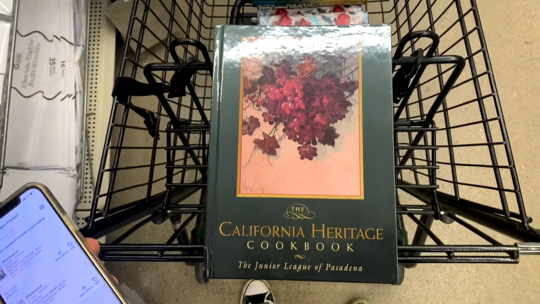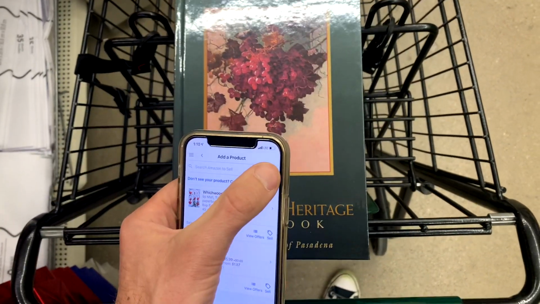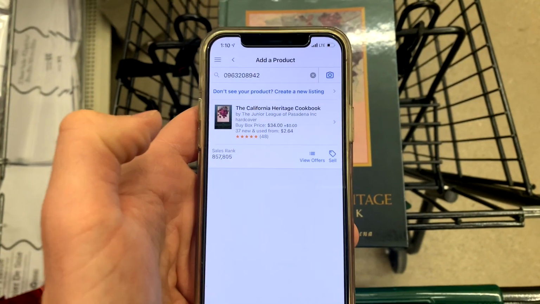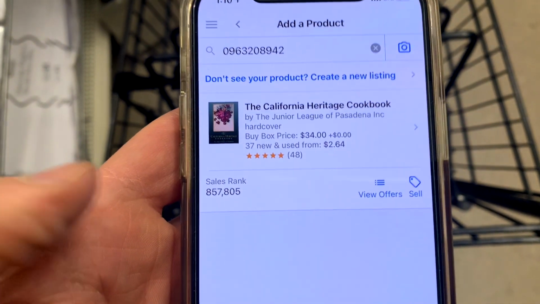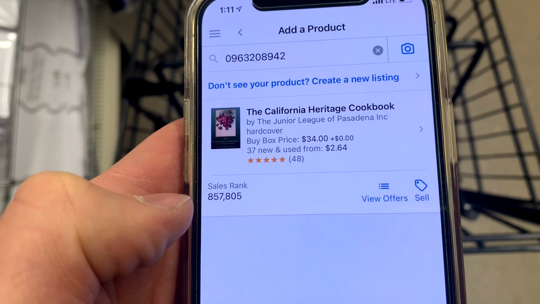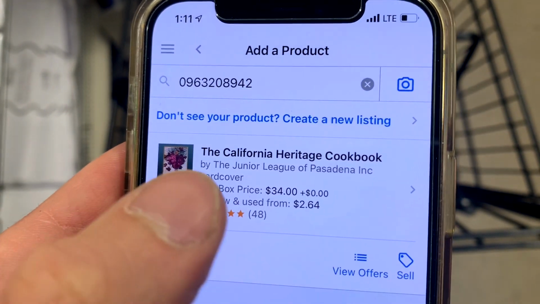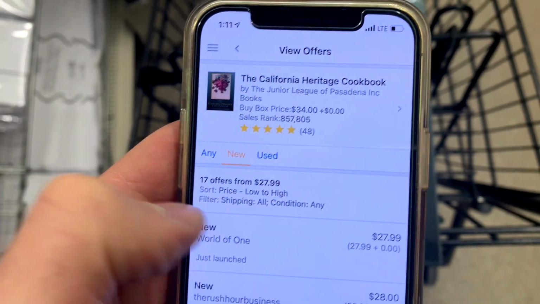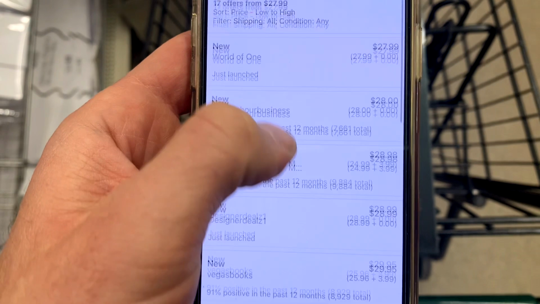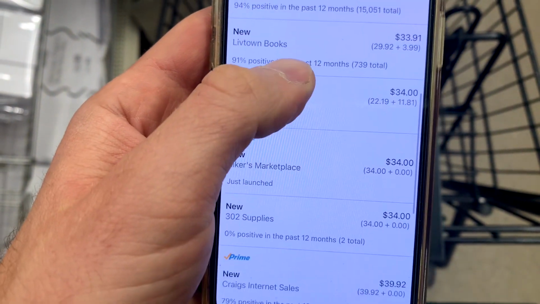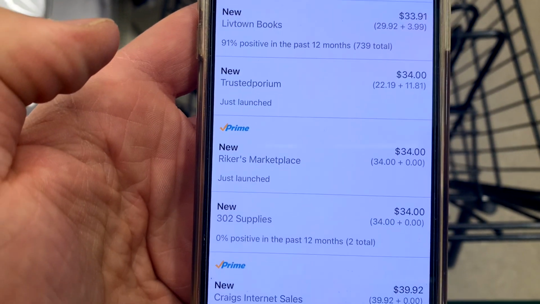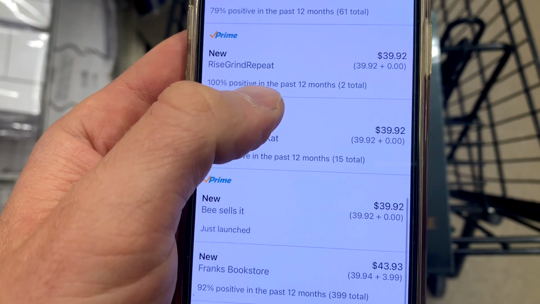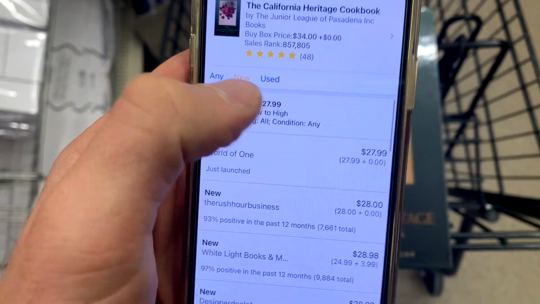Okay, so the next thing we got here is this Heritage cookbook. So we're going to go ahead and scan the cover here. Let's see. Okay, so the sales rank is decent. It is under $1 million. It's $857,000. The buy box price looks good at $34. So we're going to look at the offers here. We're only looking at new offers, and we're only looking at prime offers. Okay, so yep, Rikers Marketplace is selling it for $34, and there's a few more that are up in the $39, close to $40. We're not too concerned with those right now.